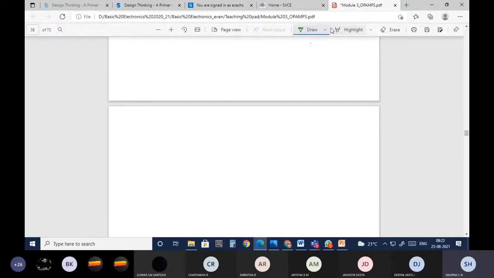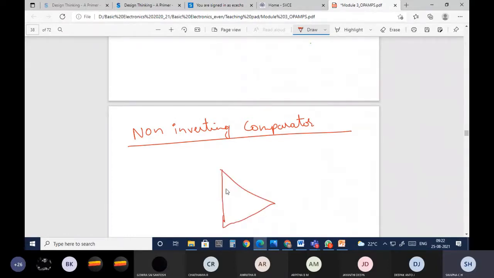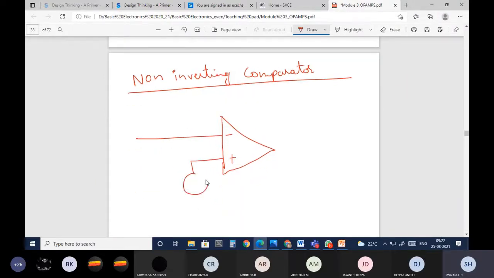Now we'll see the non-inverting comparator as well. Okay, non-inverting comparator. So here, as the name implies, we'll provide input to the non-inverting terminal. That's the only difference between the inverting comparator and the non-inverting comparator. In the non-inverting comparator, we give the input to the non-inverting terminal and the reference voltage to the inverting terminal. That's what we'll do. And again, in this case, I need to find out V0, plus Vsat, minus Vsat.